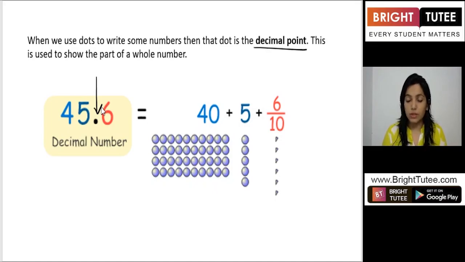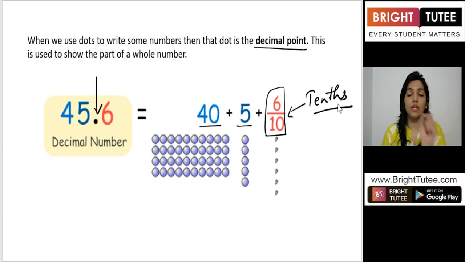Now, let's look at this and understand this with the help of the image that is given. We can write 45.6 as 40 plus 5 plus 6 over 10. I hope this part is very much clear to you. Now, why are we writing 6 over 10? This is something that we are going to learn today. This is tenths.